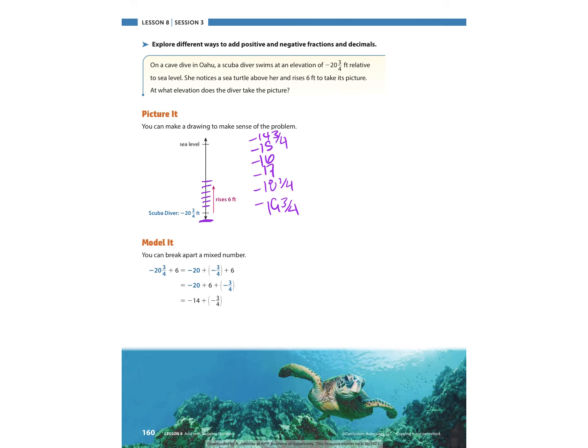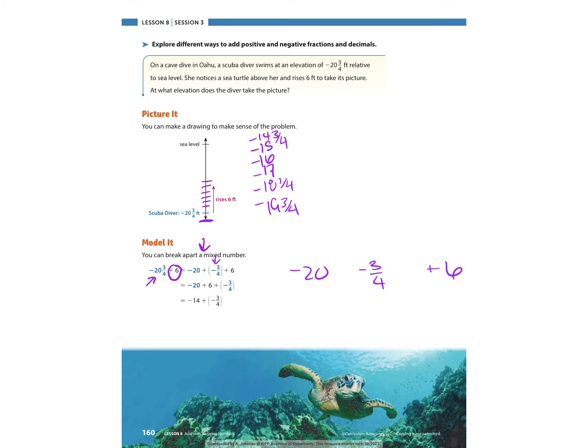And the second way is kind of what I did on the other page. It's breaking it apart, right? So you have this negative 20 and 3/4, and then you know you need to add 6 to that. So first they took out the fraction. I didn't do that. So they made it negative 20 by itself and negative 3/4 by itself, and then this positive 6 because you rose 6 feet.